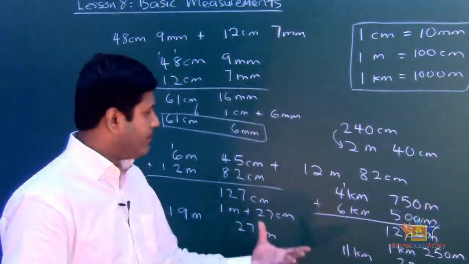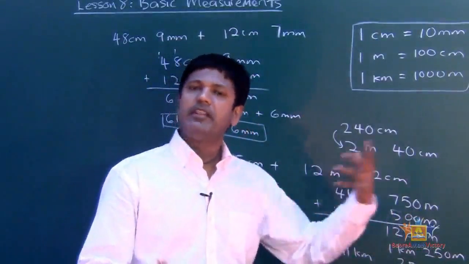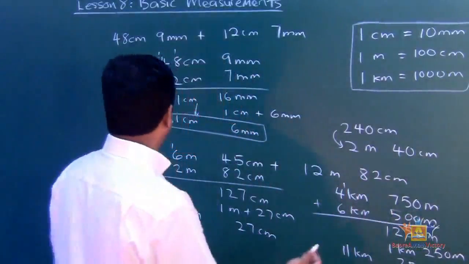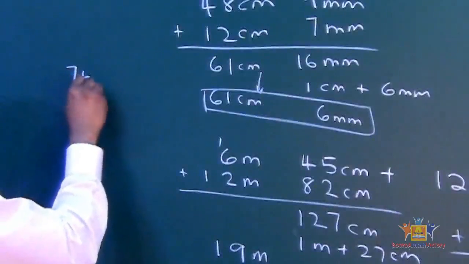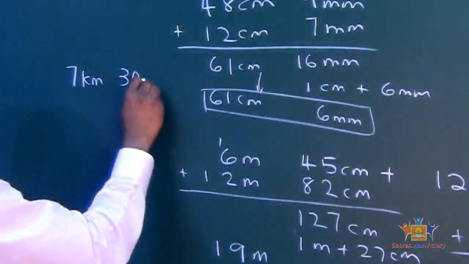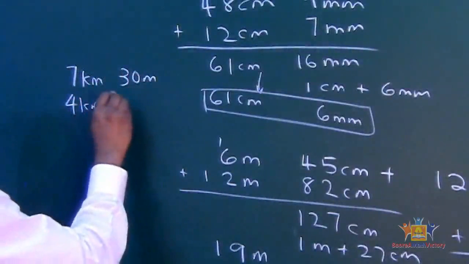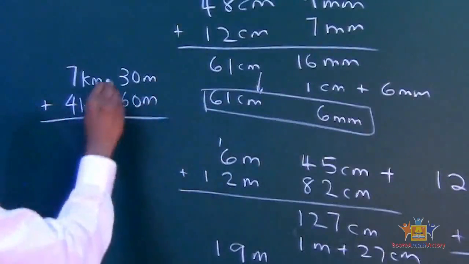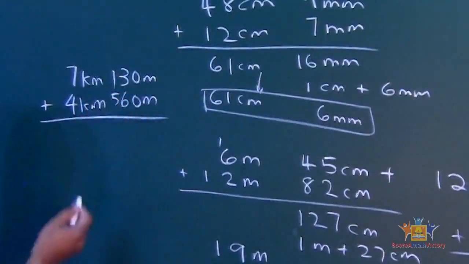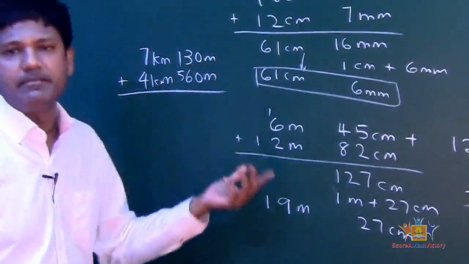Alright? Okay, keep in mind. Now, if it falls below the 1000, then don't worry about it. Just leave it the way it is. Alright? What do I mean by that? Okay, let's say for example, if I have 7 kilometers and 30 meters, and then I got 4 kilometers, and then I got, let's say, 60 meters. Okay, I'm adding them. Alright, even if I had 130 meters and 560 meters, doesn't matter.